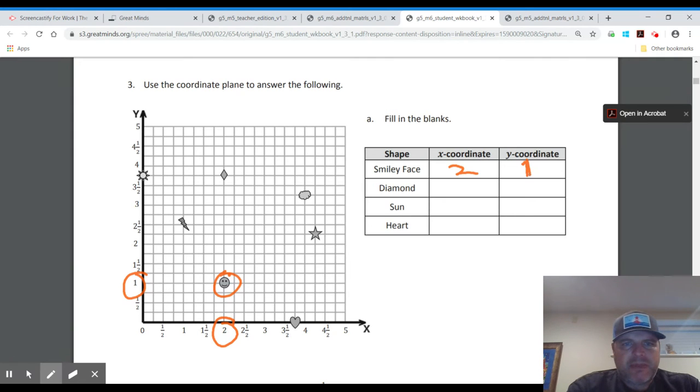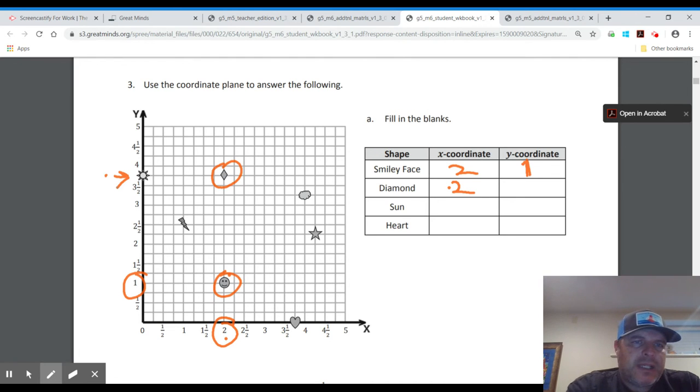The next one's a diamond, and here's our diamond up here. There you go. And diamond again is at 2, because you see that 2 at the bottom. So there's 2, just like the smiley faces. They're on the same line, if you notice that. And the y coordinate is all the way over here where the sunshine is. So the y is here. And it looks like each of those places is worth a fourth.